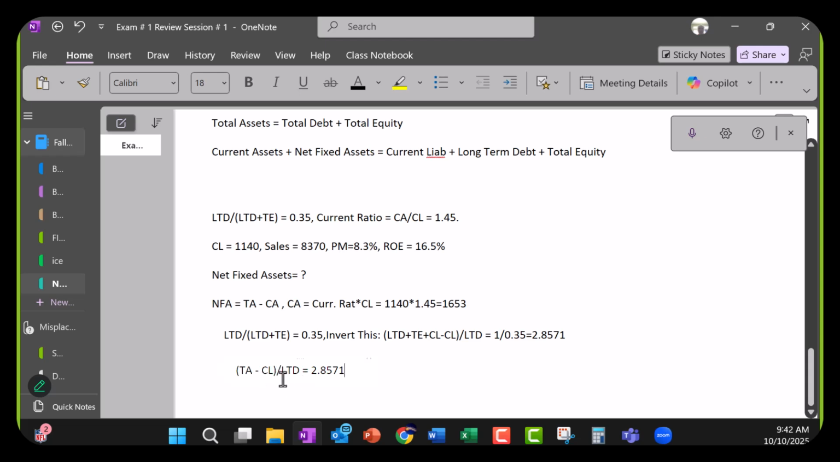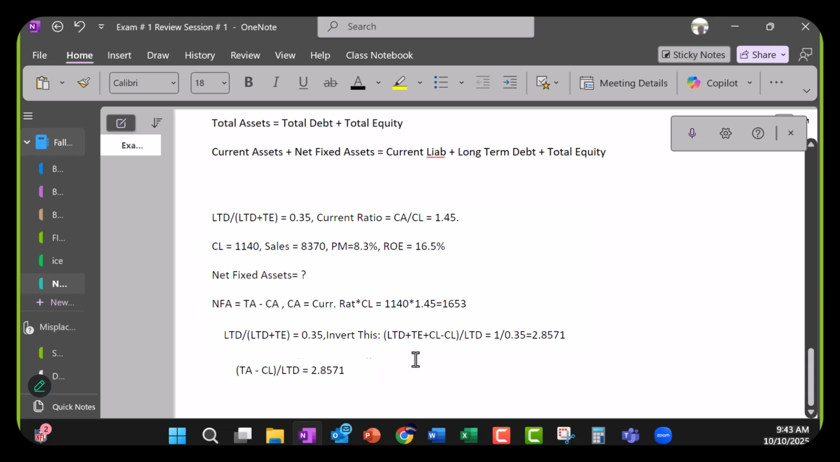Well, we already know current liabilities. So if we can figure out what long-term debt is, we can figure out what total assets is. They made this problem way more complicated than it needs to be. Trust me, something like this won't be in the exam. But it's good practice to go over relationships.